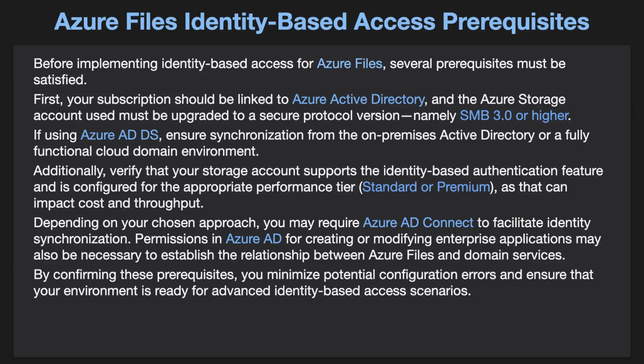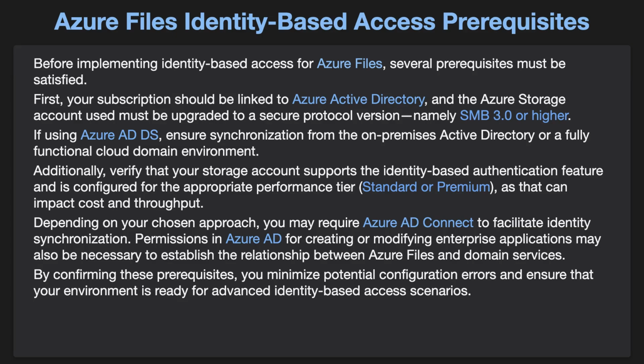Before implementing identity-based access for Azure Files, several prerequisites must be satisfied. First, your subscription should be linked to Azure Active Directory, and the Azure storage account used must be upgraded to a secure protocol version, namely SMB 3.0 or higher. If using Azure ADDS, ensure synchronization from the on-premises Active Directory or a fully functional cloud domain environment. Additionally, verify that your storage account supports the identity-based authentication feature and is configured for the appropriate performance tier, standard or premium, as it can impact cost and throughput.